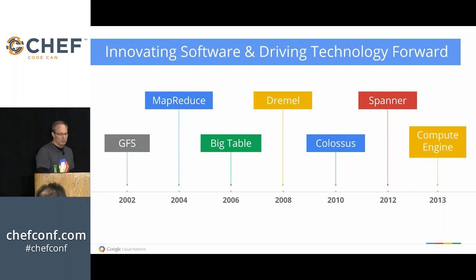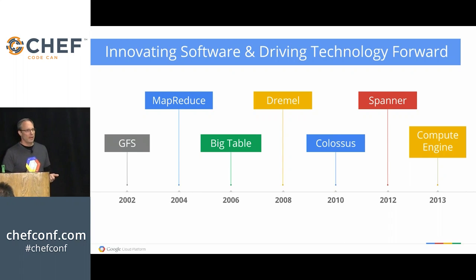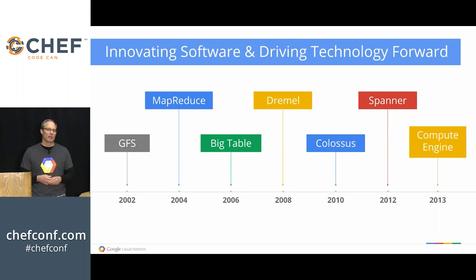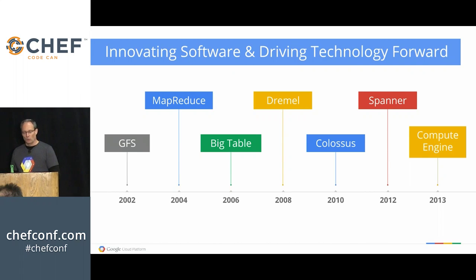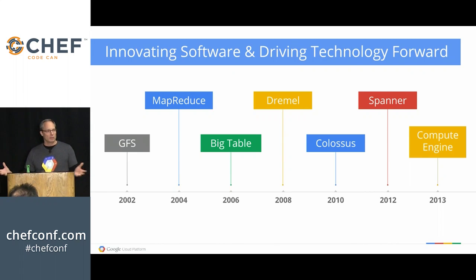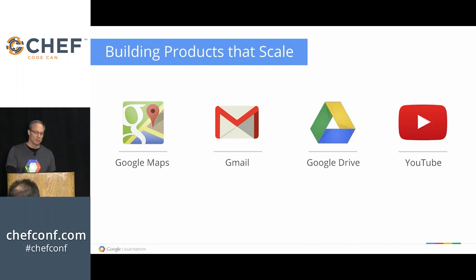So we've gone off and we've, Dremel is the service that allows you to query large data sets, and that's what powers BigQuery. Colossus is our data storage underlying. Spanner is a global-wide SQL-like database, and obviously Compute Engine. And that uses a lot of the same virtualization technology that we use internally to run all of our applications. So a few that you're probably very familiar with.